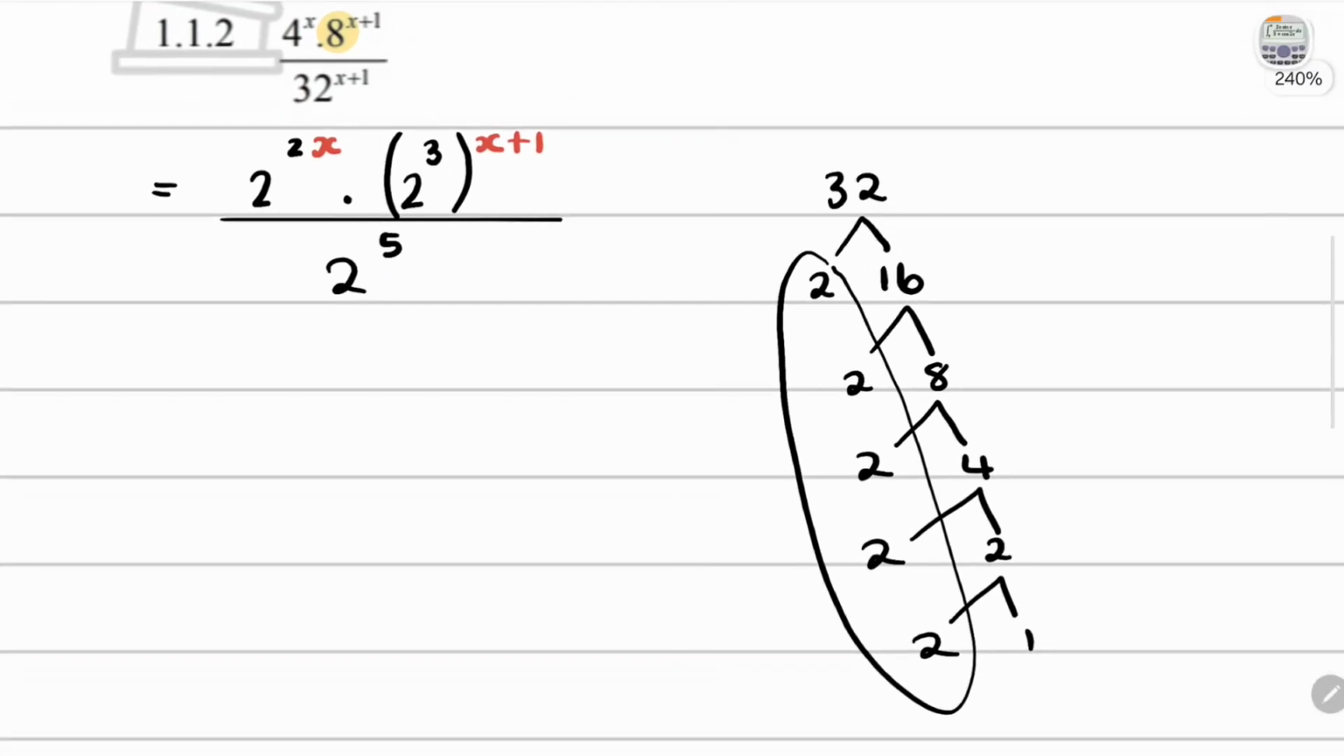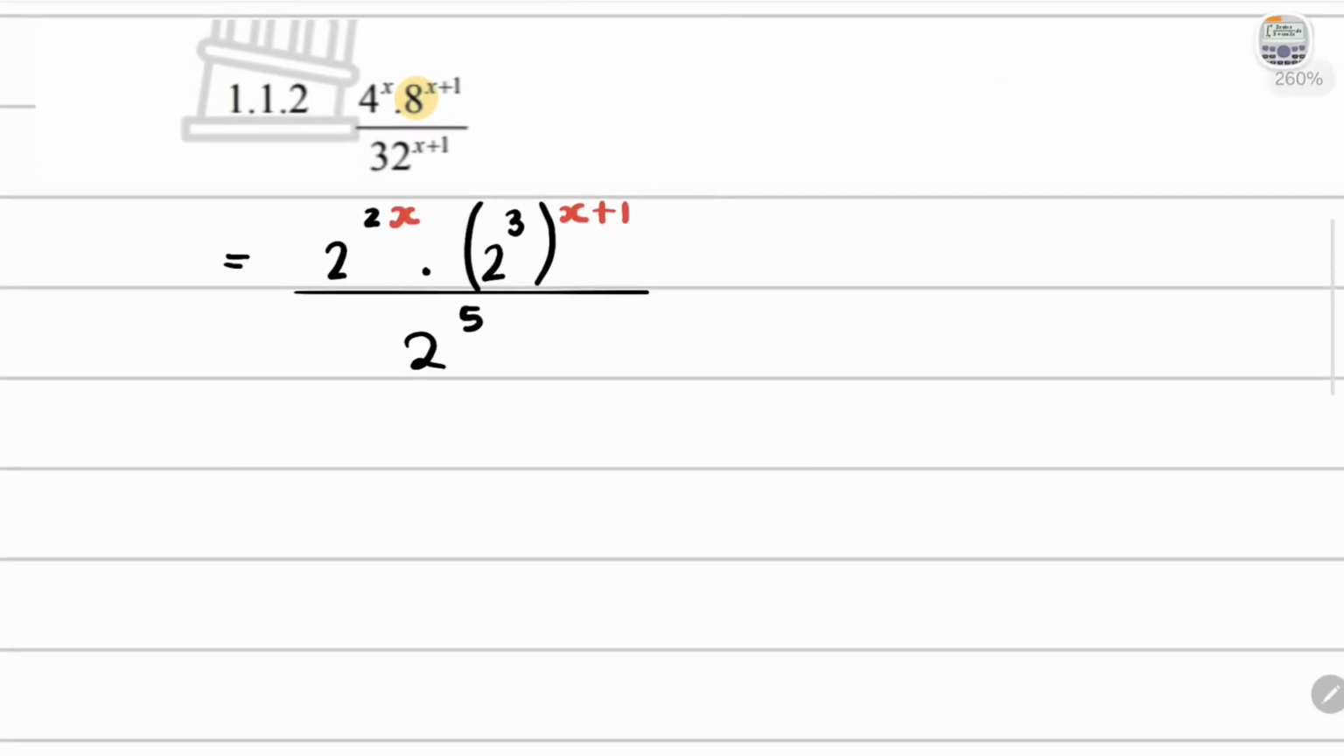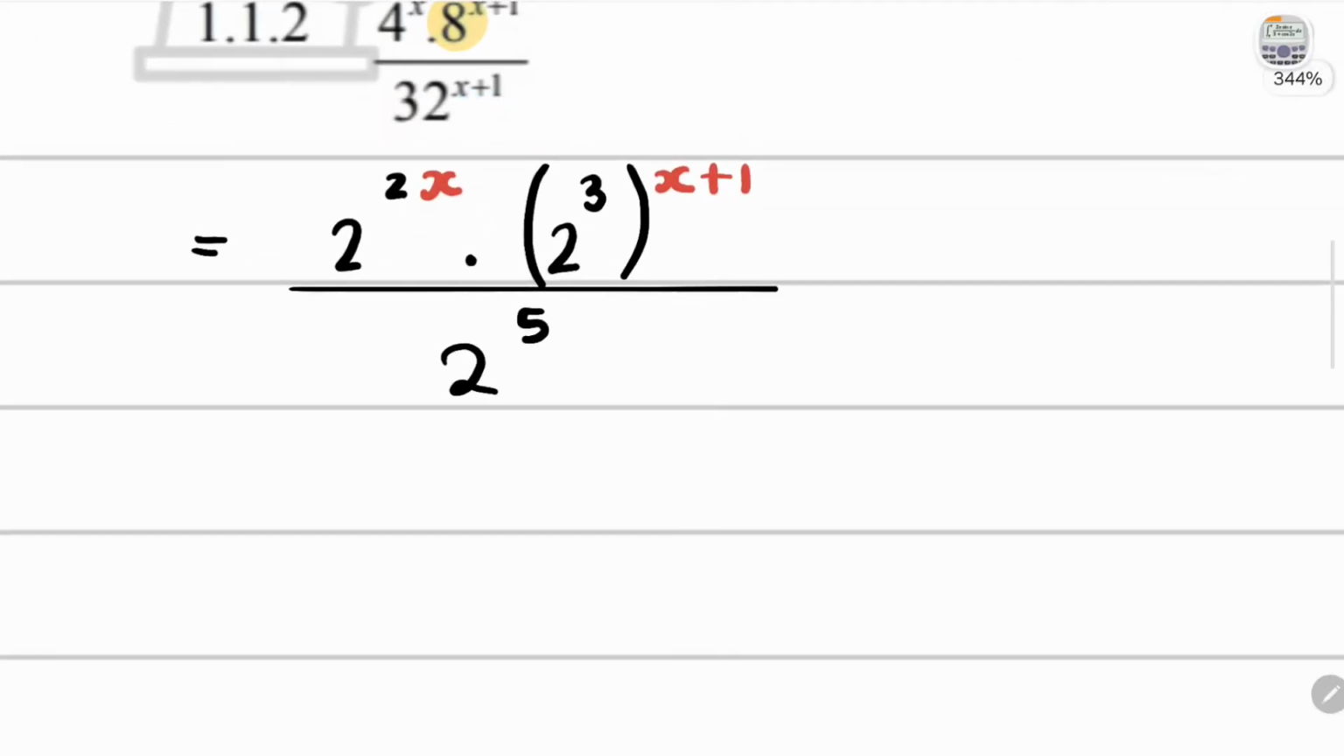Try not to rely on the calculator. It will really help you. In the exams, of course, you can double check with your calculator. Okay, so that's 2 to the power of 5. And then we still have the x plus 1 outside. So it's multiplied by x plus 1.